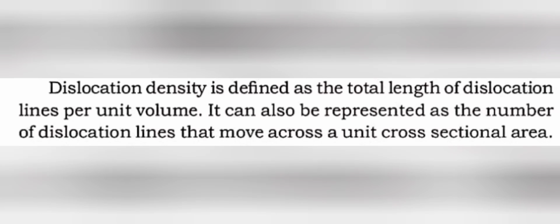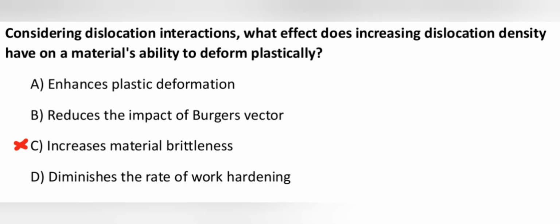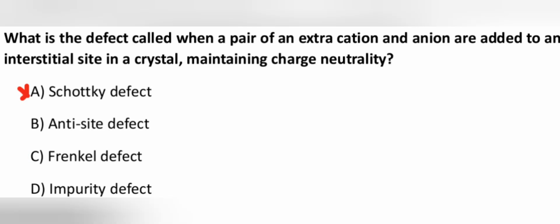So when dislocation density increases, there are more dislocation lines in the unit volume, as you can see. So it will eventually increase the yield strength and the material becomes more brittle. Okay, so it increases the material brittleness due to the increase in dislocation density.